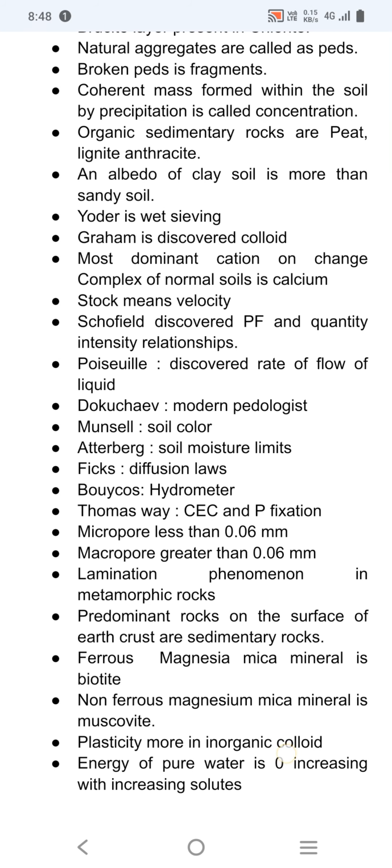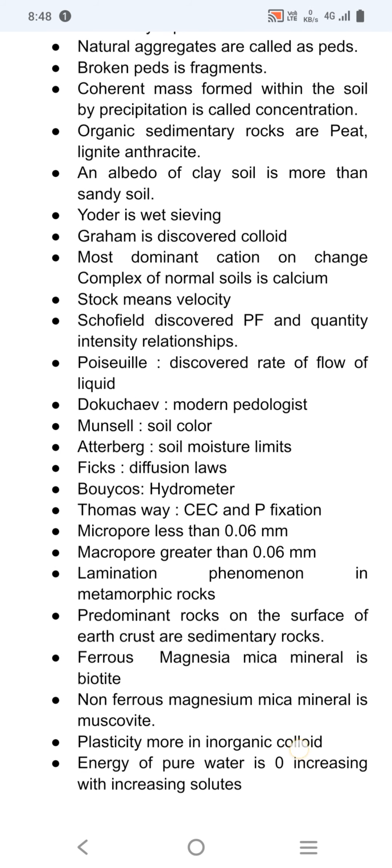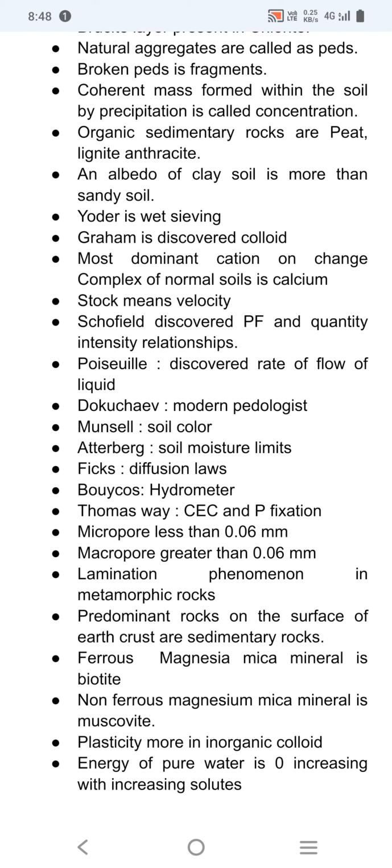Lamination phenomena occur in metamorphic rocks. Predominant rocks on the surface of the earth's crust are sedimentary rocks. Ferromagnesian mica mineral is biotite. Non-ferrous mica mineral is muscovite. Plasticity is more in inorganic colloid. Energy of pure water is zero, decreasing with increasing solutes.